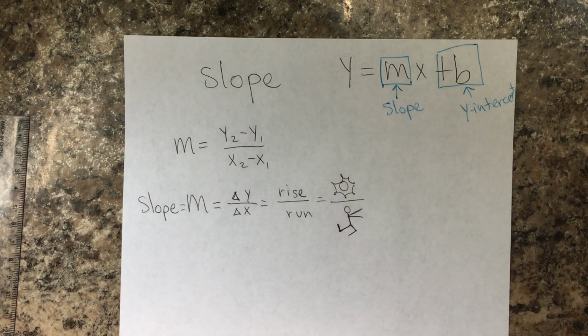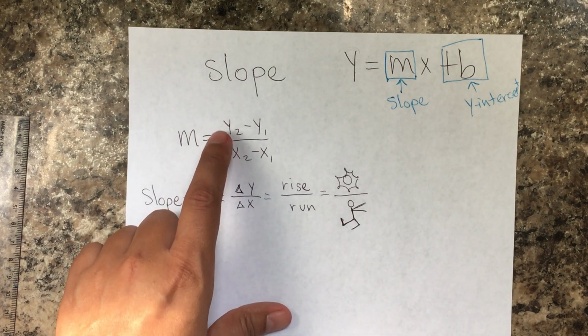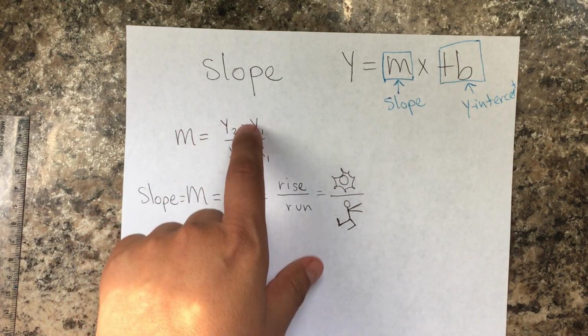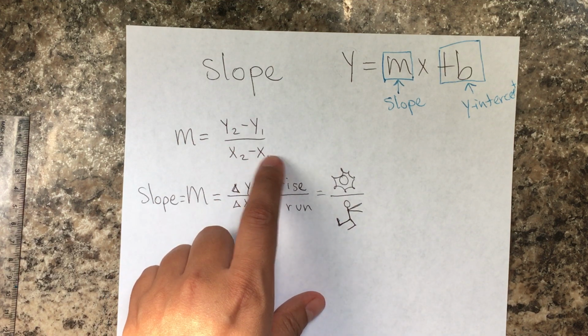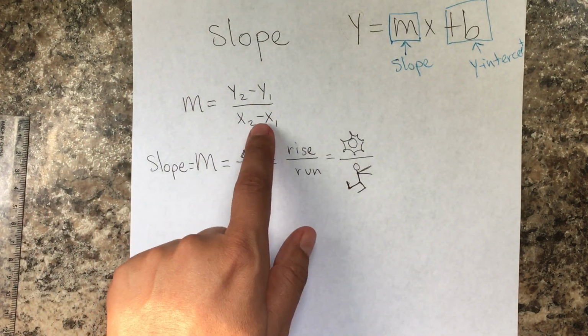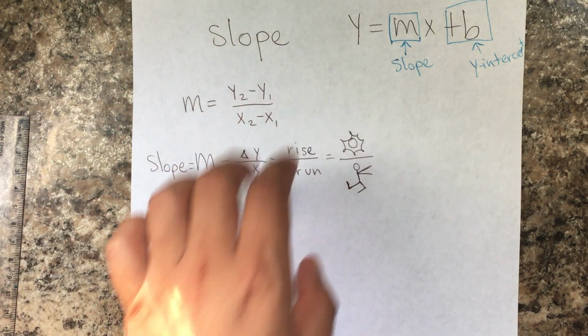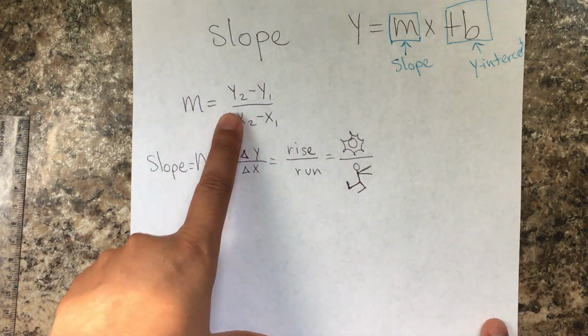Okay, so more information about the slope is that if you have 2 points, this is the formula to find the slope: y2 minus y1 over x2 minus x1. We're not going to be doing any of that today, but it's just so that you relate it when you see it later. So this is how you can find that information.